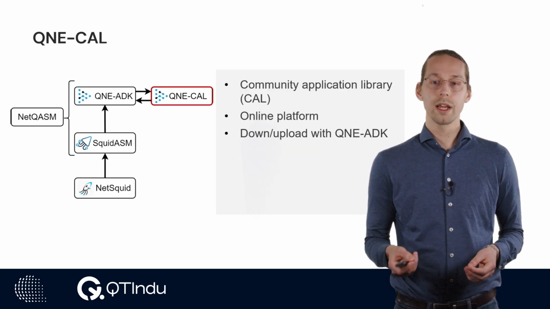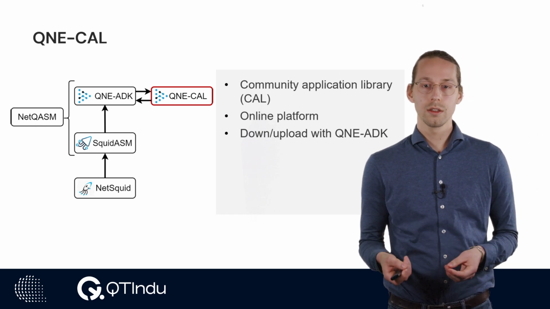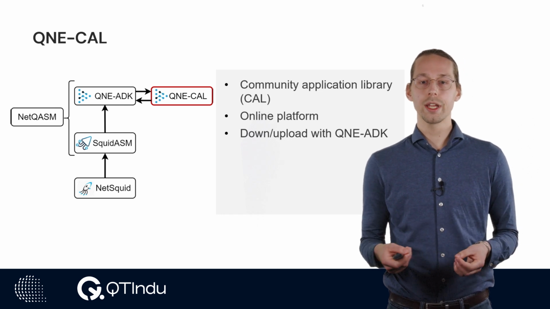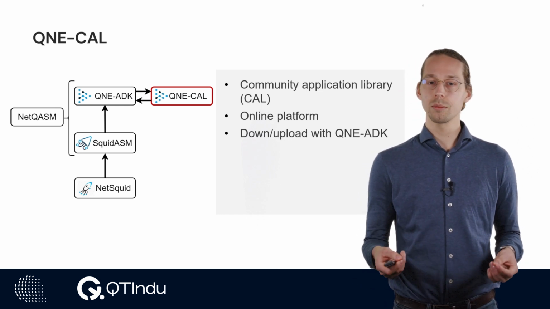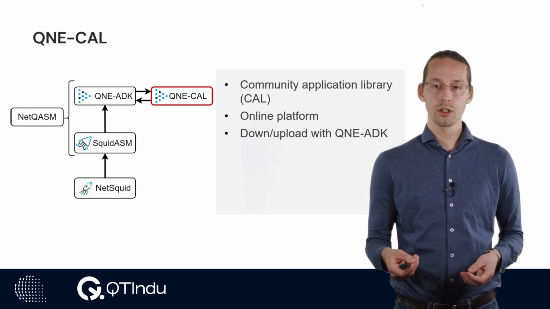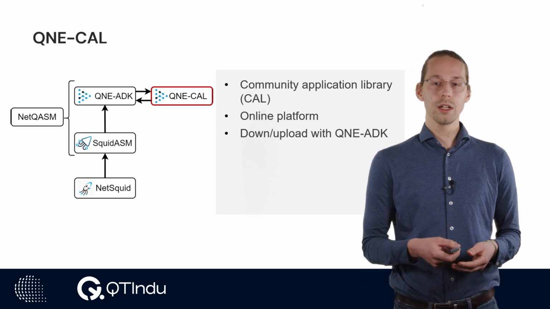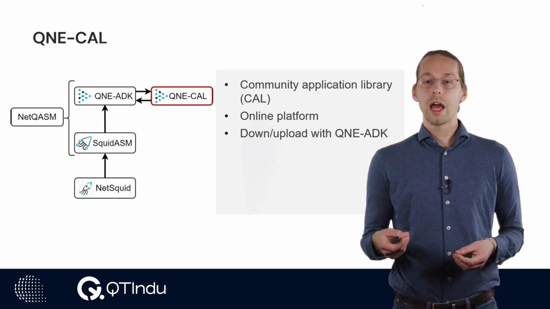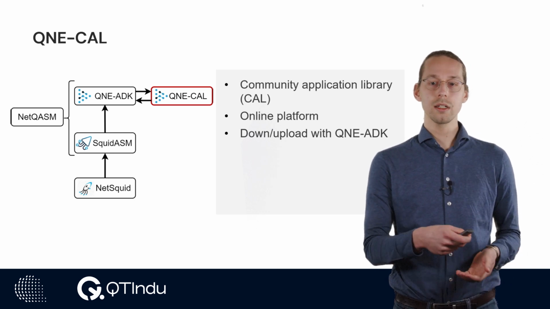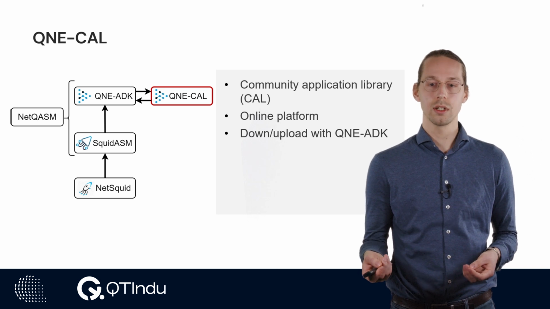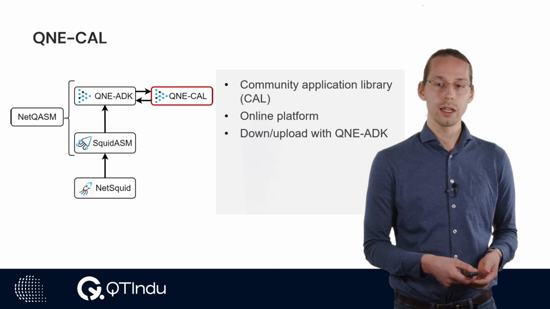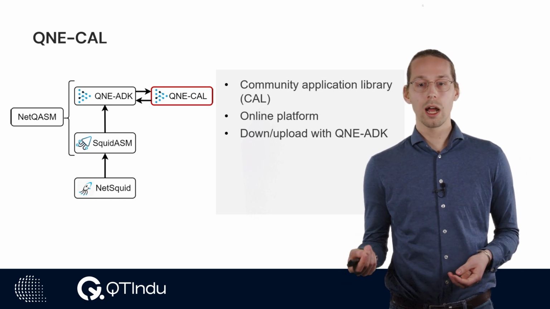For the last part of the diagram, we will discuss QNE-CAL. The CAL stands for Community Application Library. This is an online library of user-created applications that can be found on the QNE website. This online platform allows others to view these applications and directly run them from the website. QNE-CAL is integrated with QNE-ADK and supports easy downloading of existing applications to your local machine and uploading applications that you have created yourself. In submodule 3.3 of this course, we will explain how to download from QNE-CAL, and in submodule 3.4, how to upload.